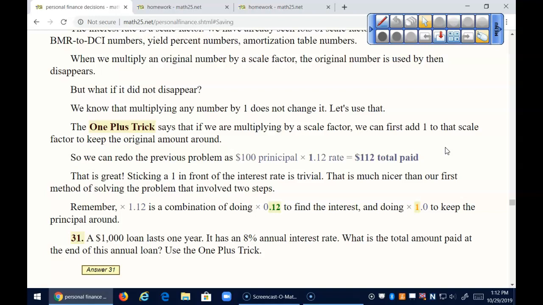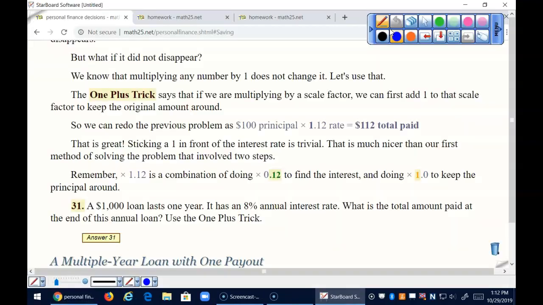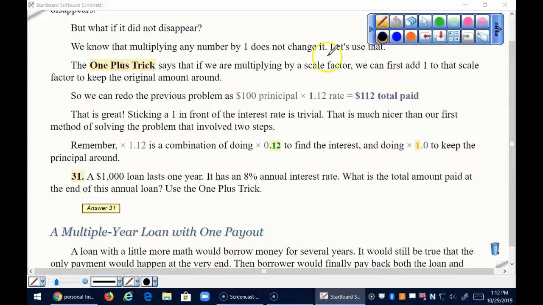Yay. Yeah, this is easier. There's no virtue to doing it the long way, except that I'm starting slow. Okay, so if I want to do that again, I can say there's a $1,000 loan. It has an 8% annual interest rate, but I'm not going to multiply it by 0.08, I'm going to multiply it by 1.08.